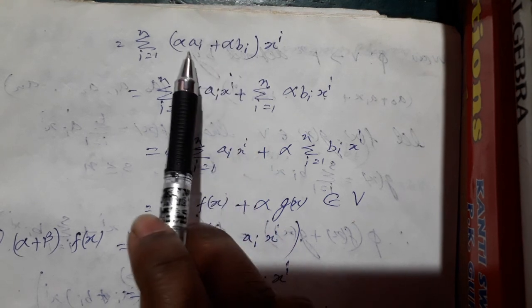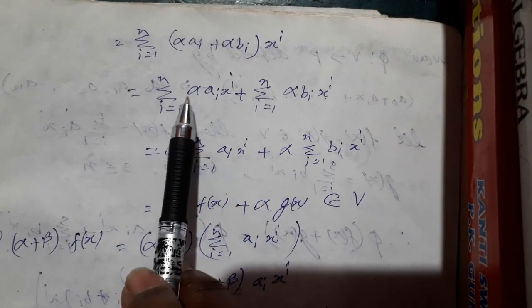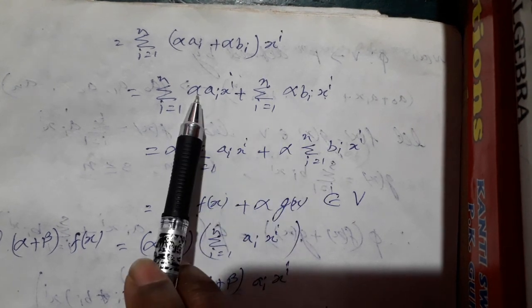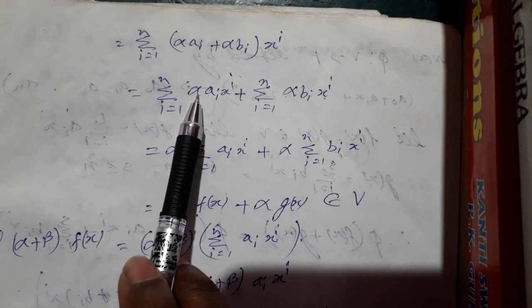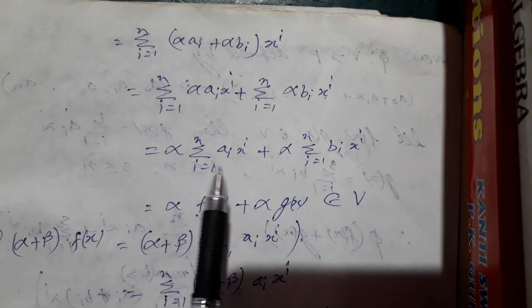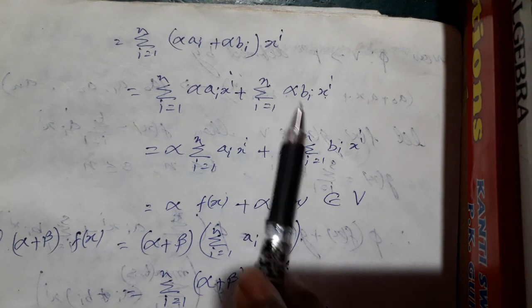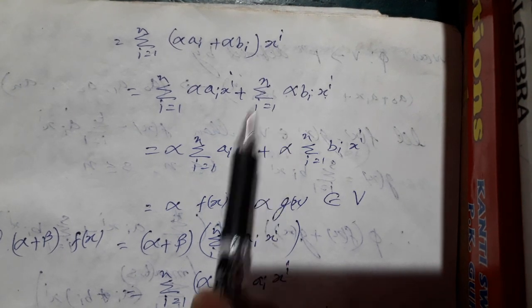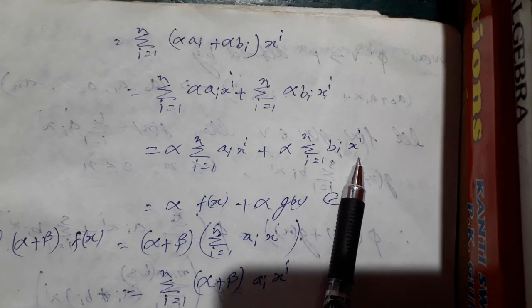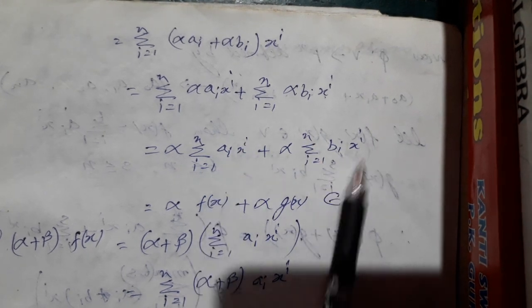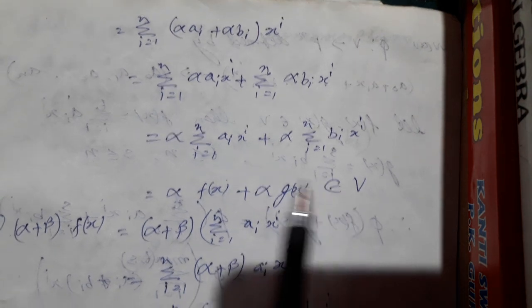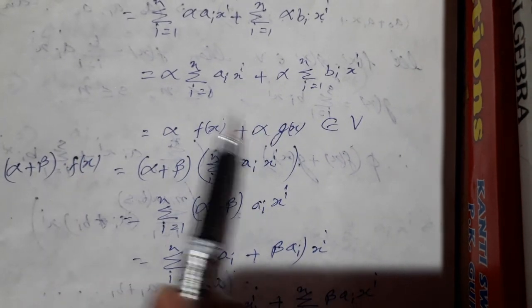Then you can separate the summation. So we get summation alpha a_i x^i plus summation alpha b_i x^i. This alpha is constant; it doesn't depend on i, so it can come out of the summation. So we have alpha summation i equal to 1 to n a_i x^i plus alpha, which again does not depend on the summation, can come out. So we have summation i equal to 1 to n b_i x^i. This is f(x), this is your g(x). So we get alpha f(x) plus alpha g(x) belongs to the vector space. Then it satisfies the first condition.